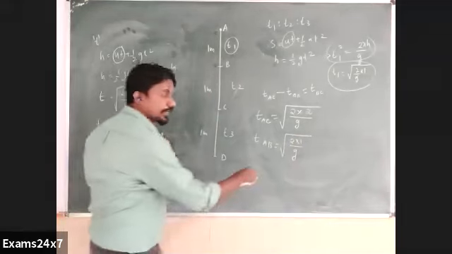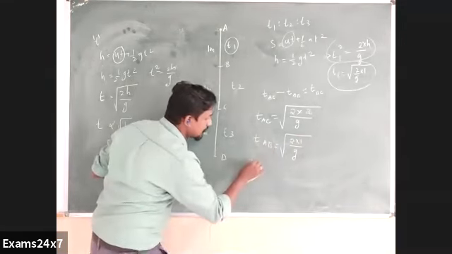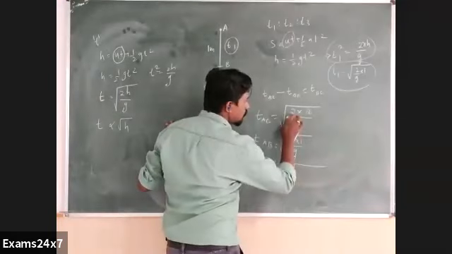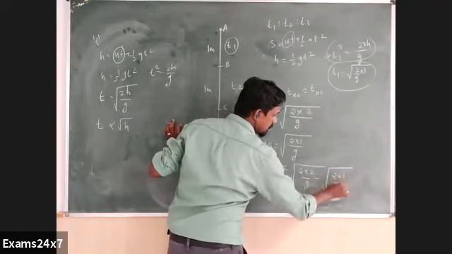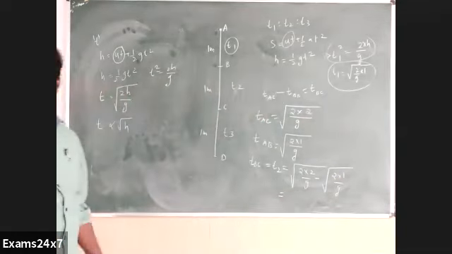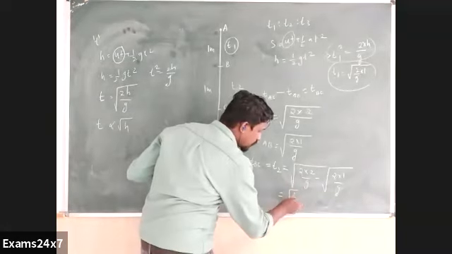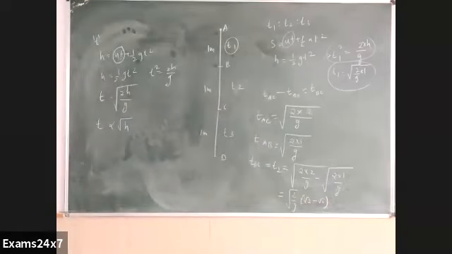Now tell me what is the time taken to travel from B to C. That is t2 is equal to root of 2 into 2 by g minus root of 2 into 1 by g, which is equal to root of 2 by g into root 2 minus root 1. Understood? Okay. Now that is t2.